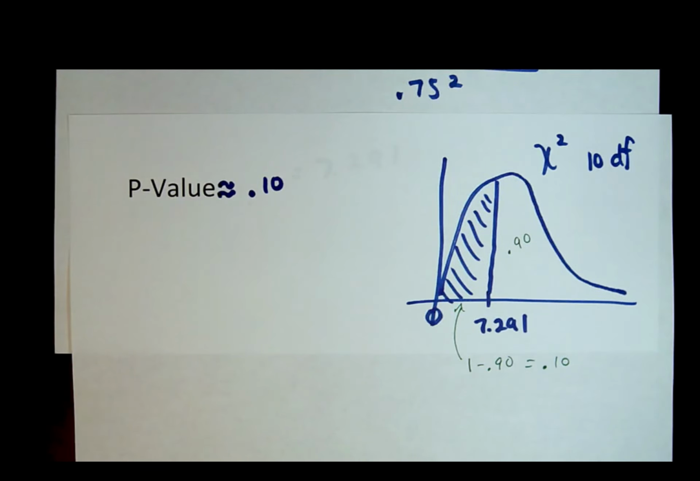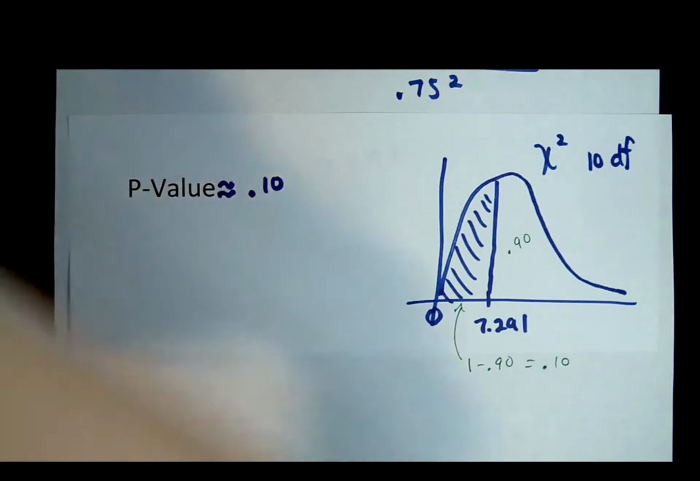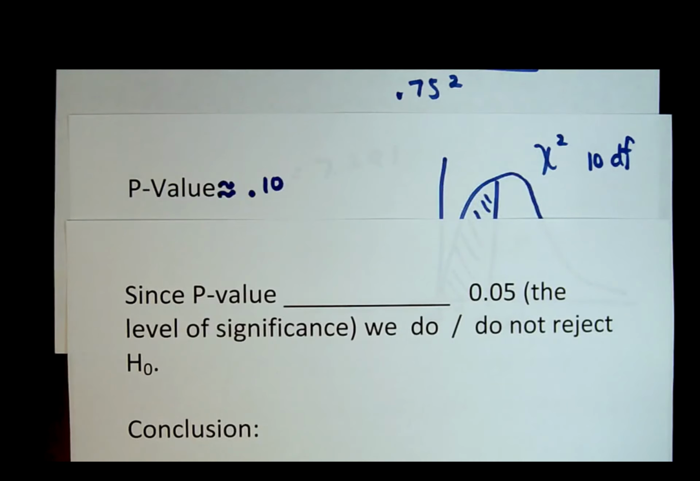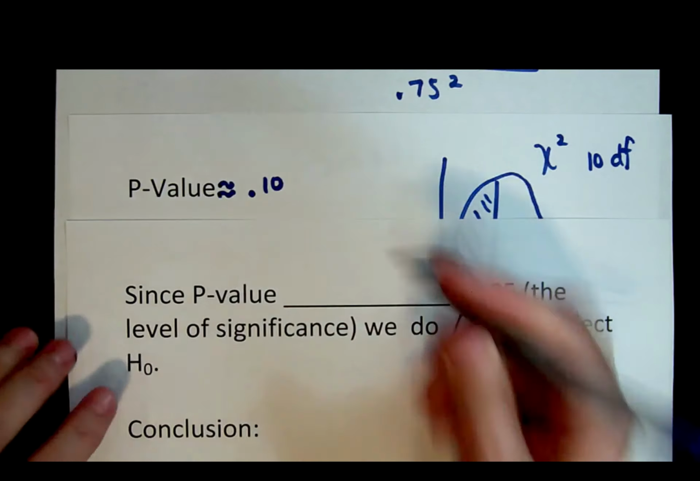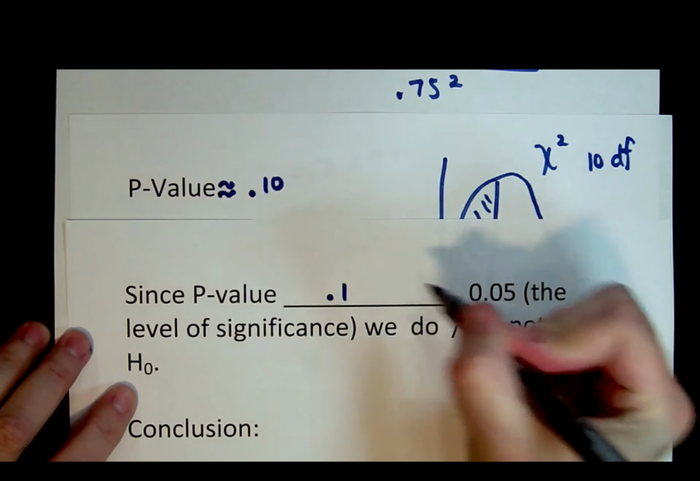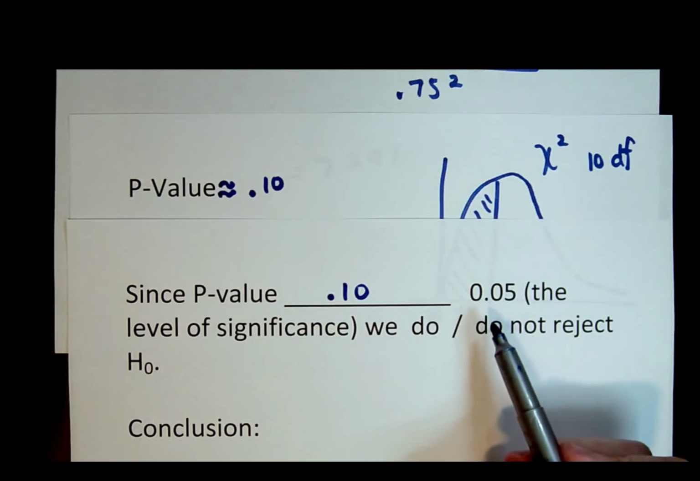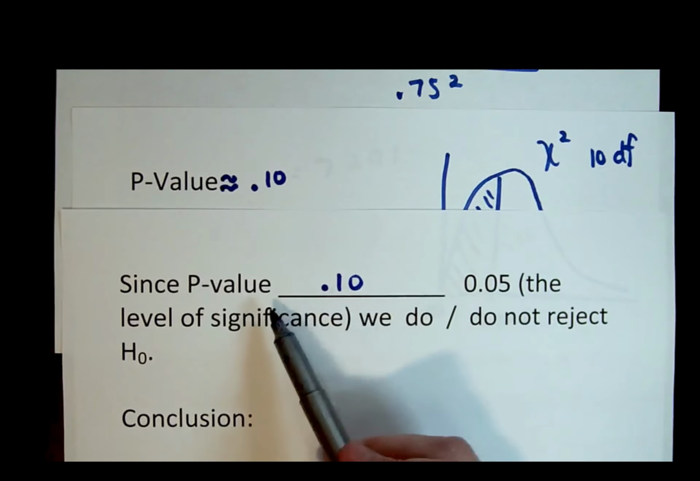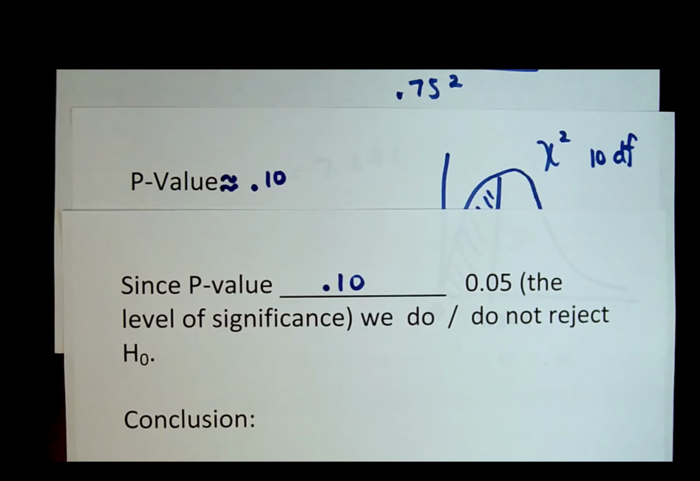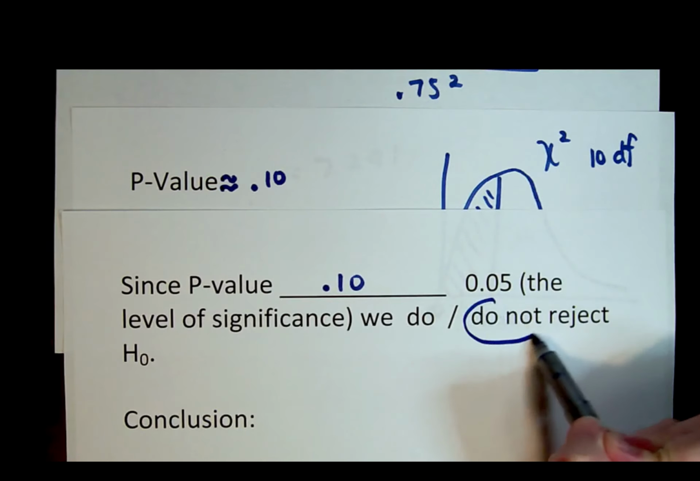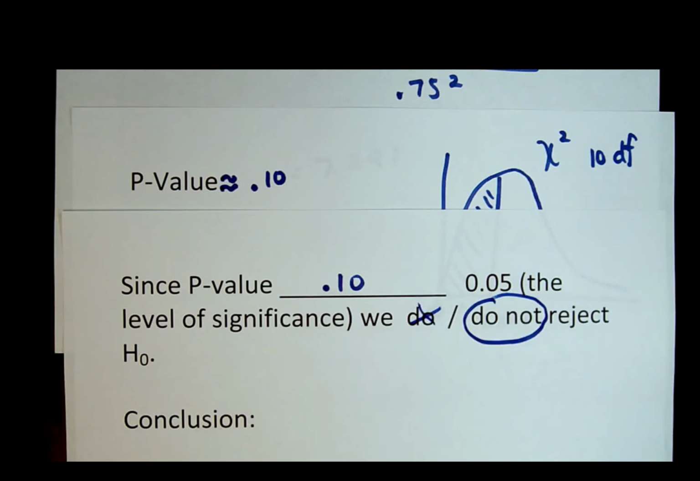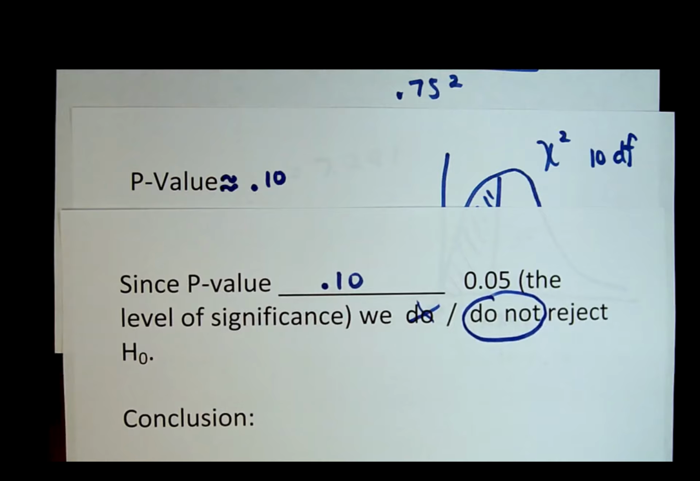Then what we do with that is we compare that to the level of significance. 0.1 is greater than 0.05, our level of significance. And so if the p-value is greater, do we reject or not reject the null hypothesis? We do not reject the null hypothesis when the p-value is greater.